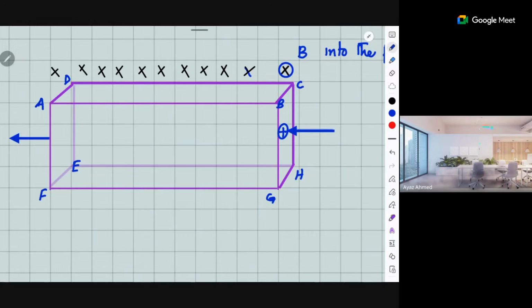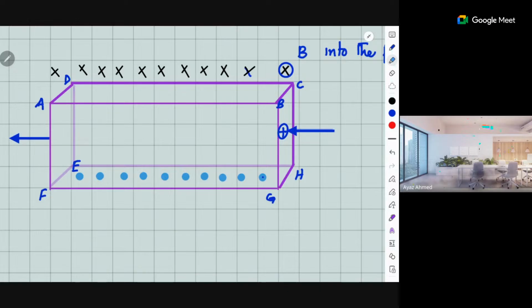Just use your left hand rule. Point your index finger into the page and your middle finger from right to left, and you will see that the force on the charge is downward. So your positive charges will be drifted down. All these positive charges will be drifted down. You got my point?